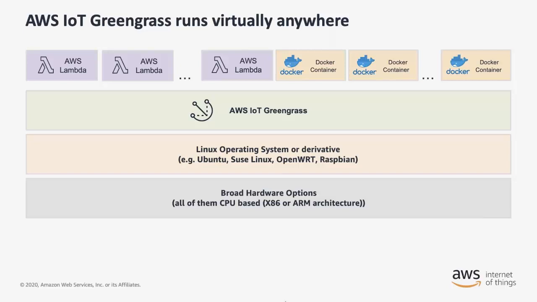And this can either be natively directly on the Linux operating system itself, or Greengrass can run as a container type of environment. And then when Greengrass is actually operating, it will do all of the orchestration for launching Lambda functions and Docker containers to interoperate when things are operational.